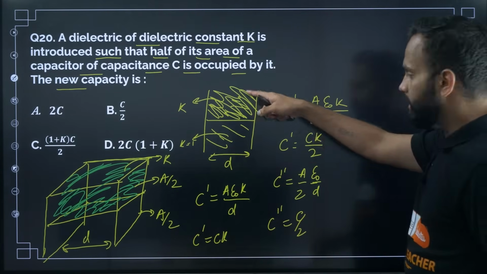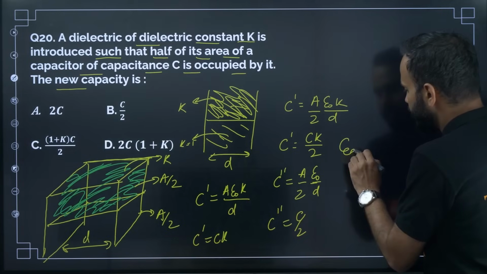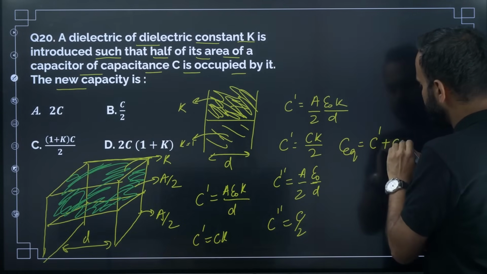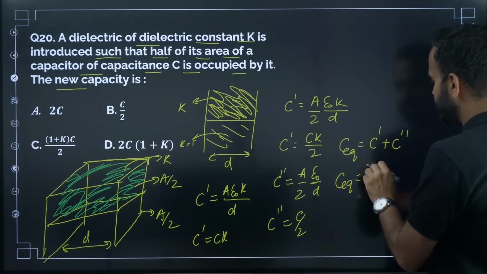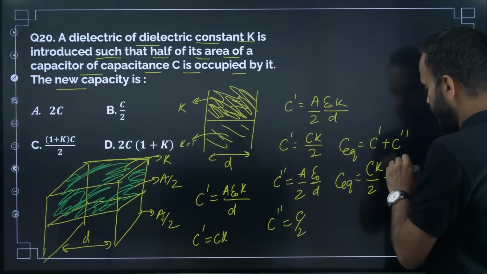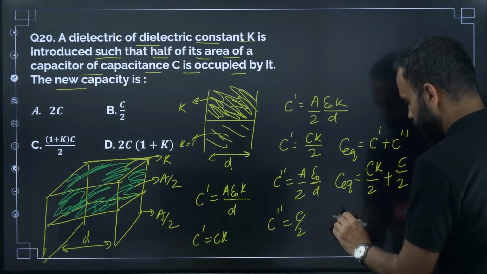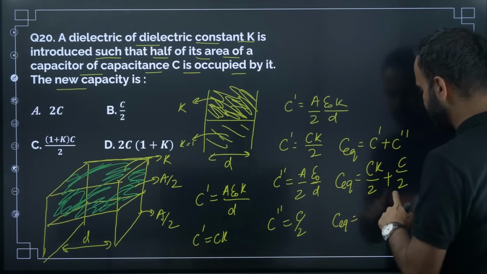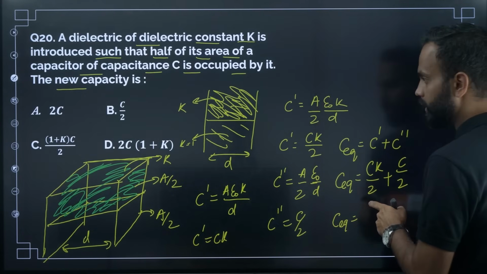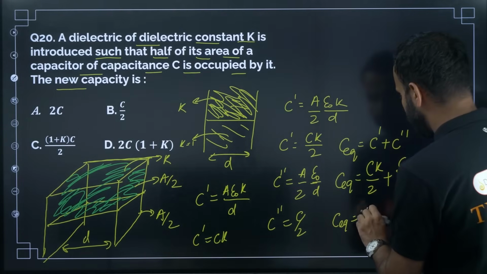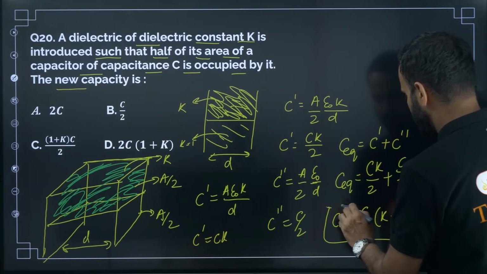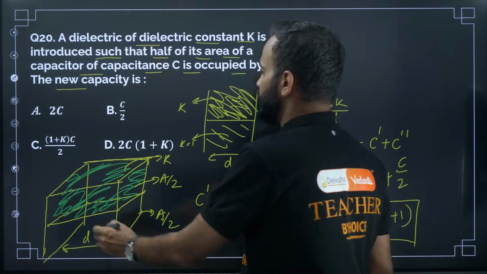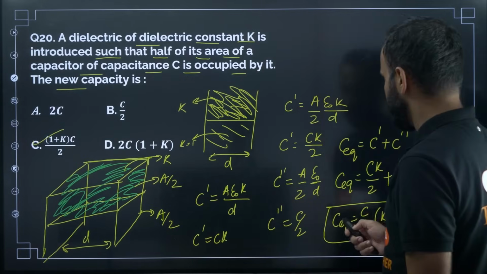So now these two are in parallel, right? So now C equivalent is equal to C dash plus C double dash. C equivalent is equal to C dash, that is C K by 2, plus C double dash, that is C by 2. So now C equivalent is equal to, take C by 2 as common, then the remaining will be K plus 1. So the correct option is C, okay, correct option is C.